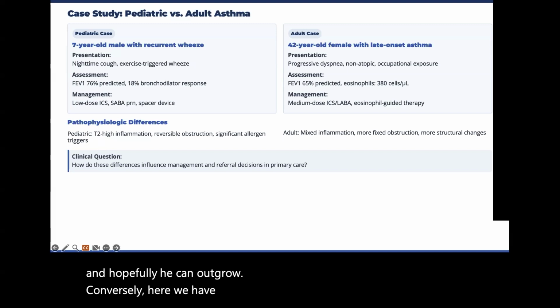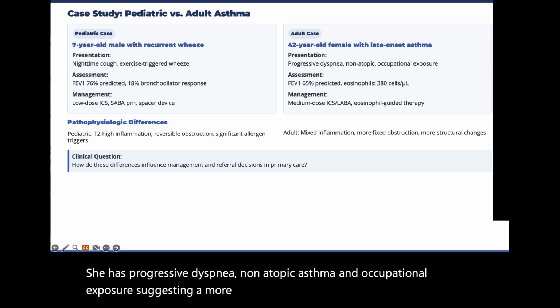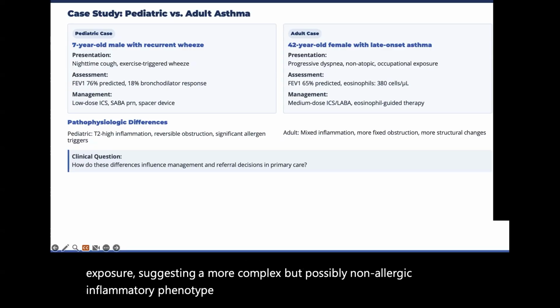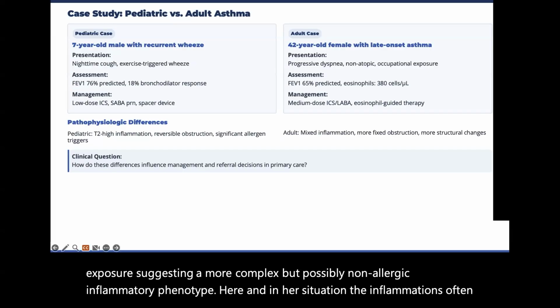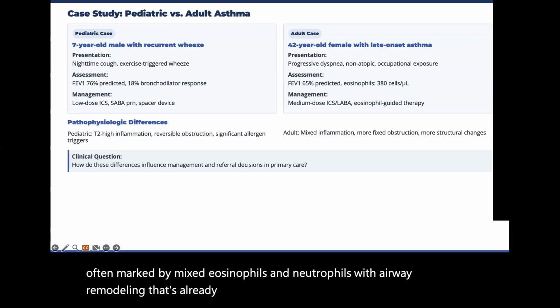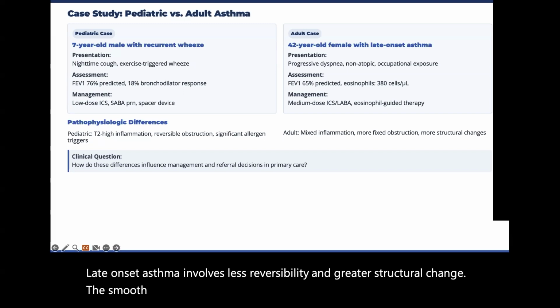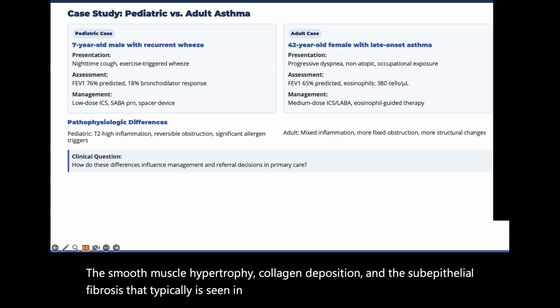Conversely, here we have this 42-year-old female with late onset asthma. She has progressive dyspnea, non-atopic asthma, and occupational exposure, suggesting a more complex but possibly non-allergic inflammatory phenotype here. And in her situation, the inflammation is often marked by mixed eosinophils and neutrophils with airway remodeling that's already present. Late onset asthma involves less reversibility and greater structural change. The smooth muscle hypertrophy, collagen deposition, and the subepithelial fibrosis that typically is seen in these later presentations.